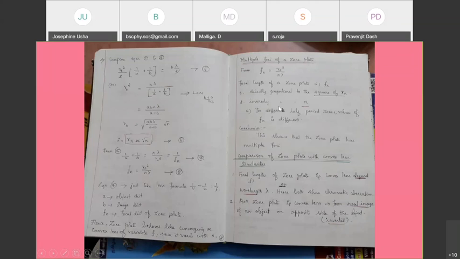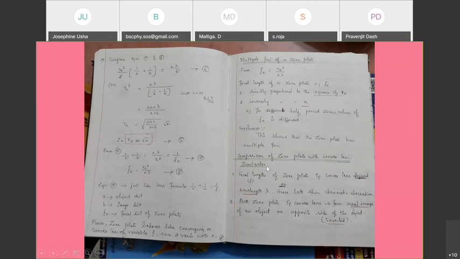Because every half period zone has this focal length Fn, and it will keep differing. Here we are not considering just one, we are considering so many half period zones. So the conclusion is that the zone plate has multiple foci because it has so many half period zones. And now compare the zone plate with the convex lens. First let's see the similarities between zone plate and convex lens, and then we'll move on to the differences.